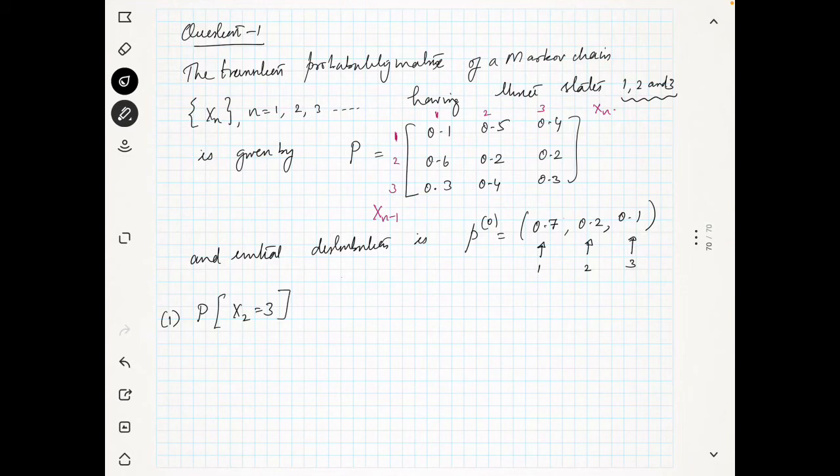Okay, I will write the question completely. And second, what is the probability that x3 is equal to 2? That means this is showing the nth time instant, n equal to 2, and this is showing n equal to 3. And this is showing the state. The state is 3.